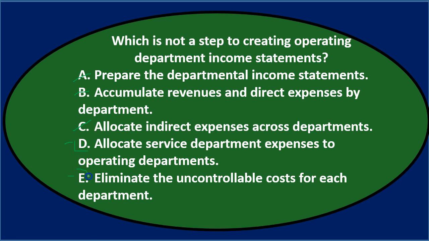So the final answer is E, which is not going to be included. Which is not a step in creating operating department income statements? E, eliminate the uncontrollable costs for each department.